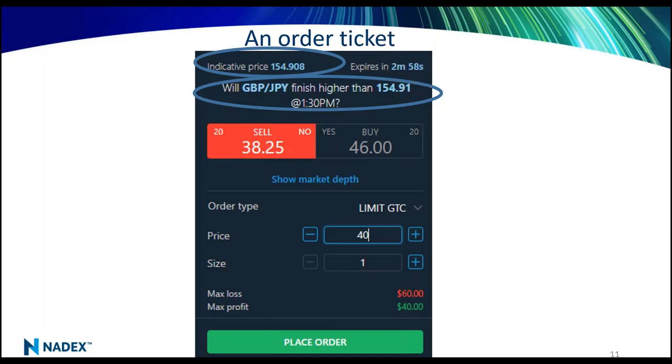And it is currently just below that. So it's currently trading just below 50. In fact, if you look at the midpoint, it's around 42. They're saying there's a 42% chance right now that it will finish higher than 154 spot 91. Now, on the order ticket, you're going to have a price where you can sell. You can sell the bid or you can buy the offer. Now, do you have to trade on those prices? And the answer is no. You can put an order between the bid-ask spread.